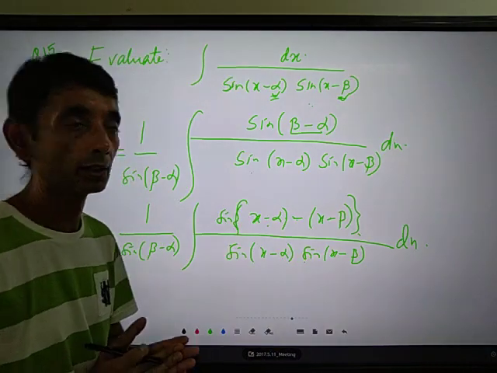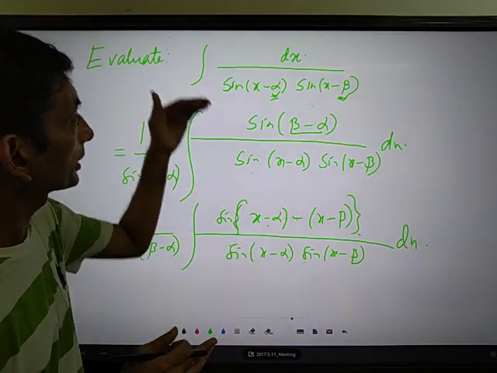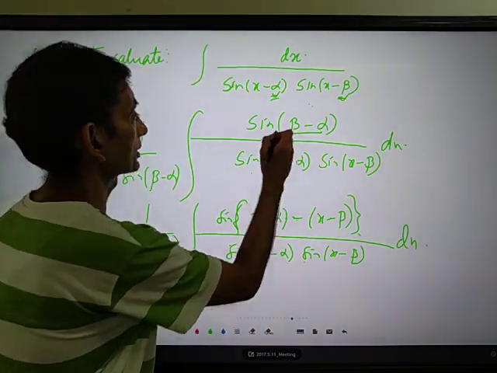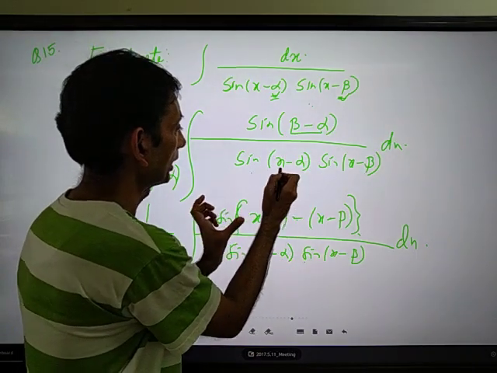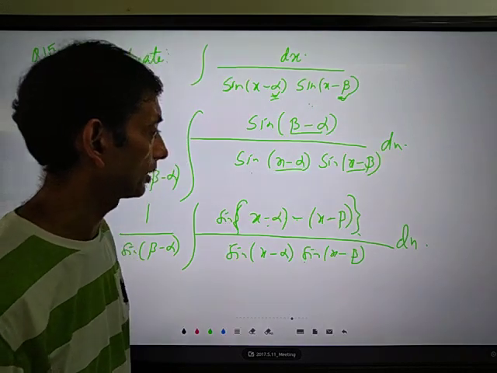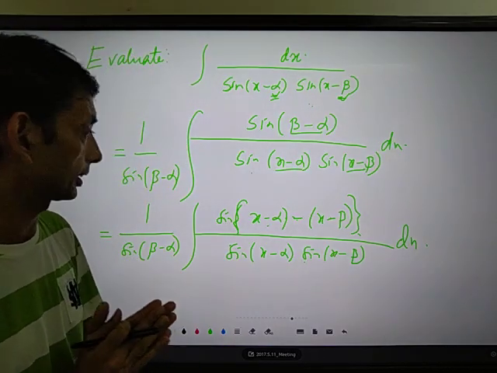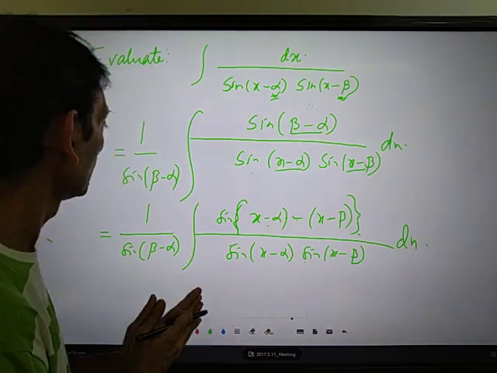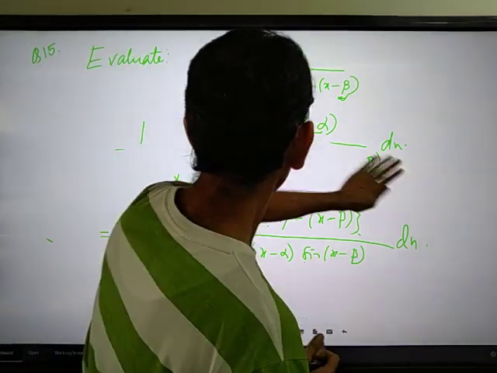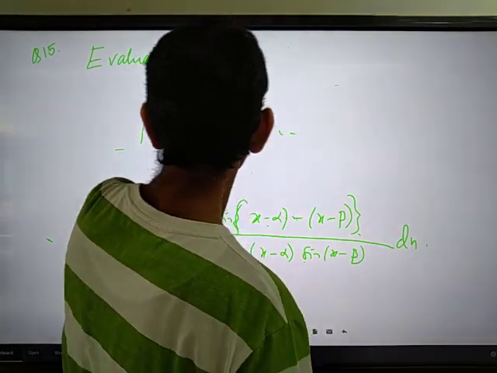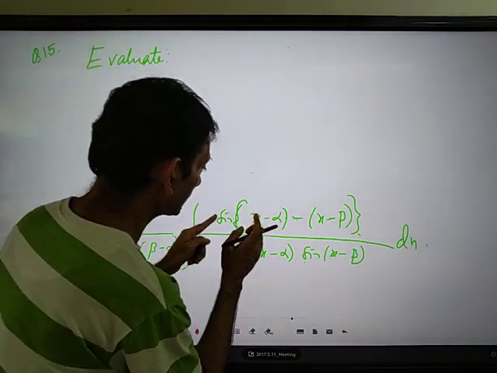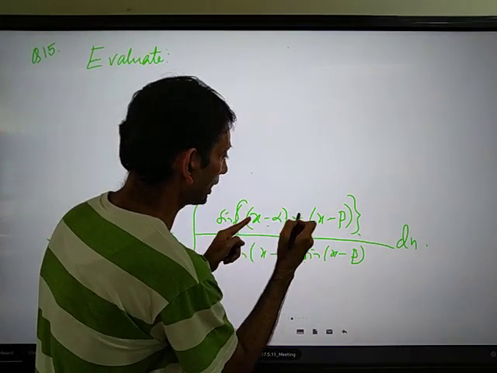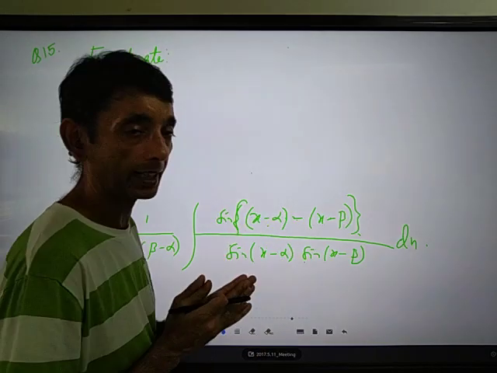Is it okay? We are only multiplying the numerator and denominator by the term sin(beta minus alpha), and this beta minus alpha we are just expressing in terms of two angles, that is x minus alpha and x minus beta, and the remaining steps I think you will obviously follow. So how do we go about the next steps? This is sin A, this is sin A minus B. So I'm going for the sin A minus B formula.